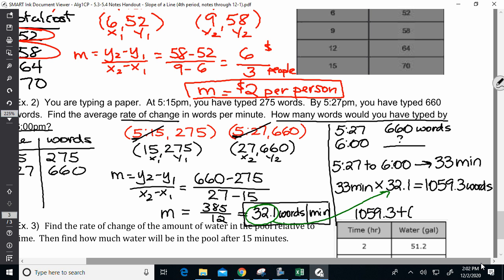Now you add it to the 660. Add it to where you left off. So how many words would you have typed? You add those up, what does that give you? 1,719.3 words. And that's by 6 o'clock.